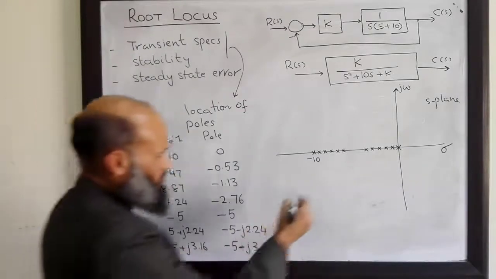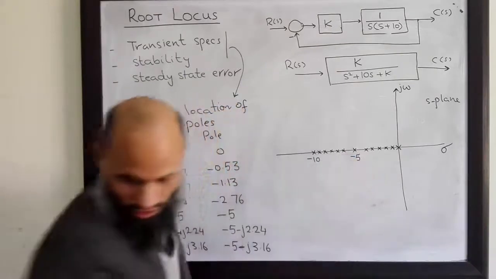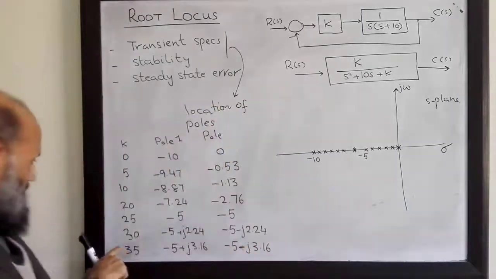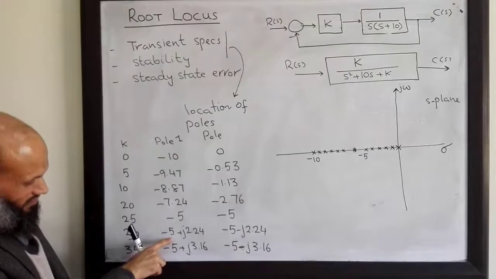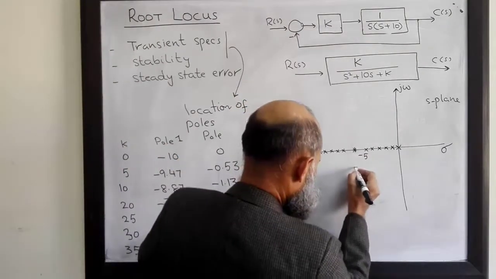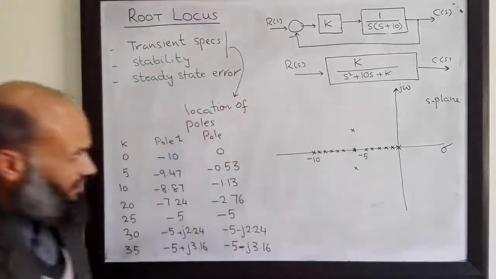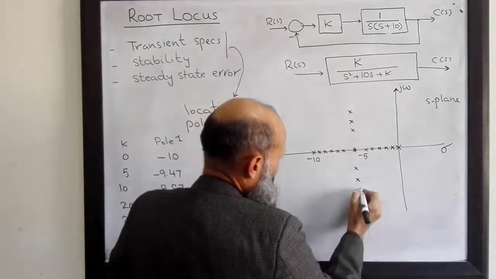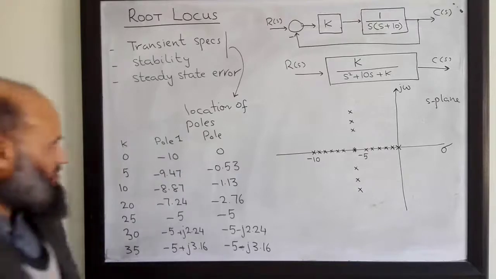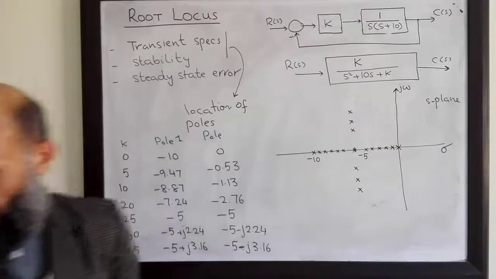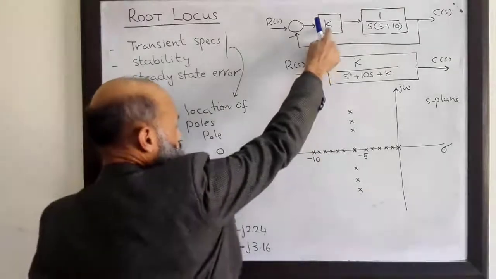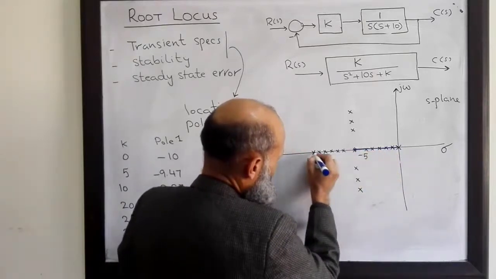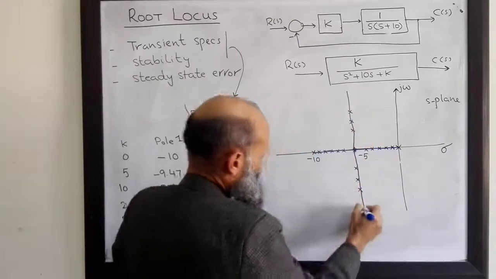For k equal to 25, both the poles are at s equal to minus 5. If you further increase this gain k, the poles become complex. Let's say k equal to 30, we have one pole at minus 5 plus j 2.24 and its complex conjugate. If you further increase k to 35, poles are here, and so on. So what we see is that as we change gain k, the location of closed loop poles changes, and the path followed by the closed loop poles due to variation in this gain k is called root locus. That is, if we increase the gain k, this is the path followed by the closed loop poles, and this path is called root locus.